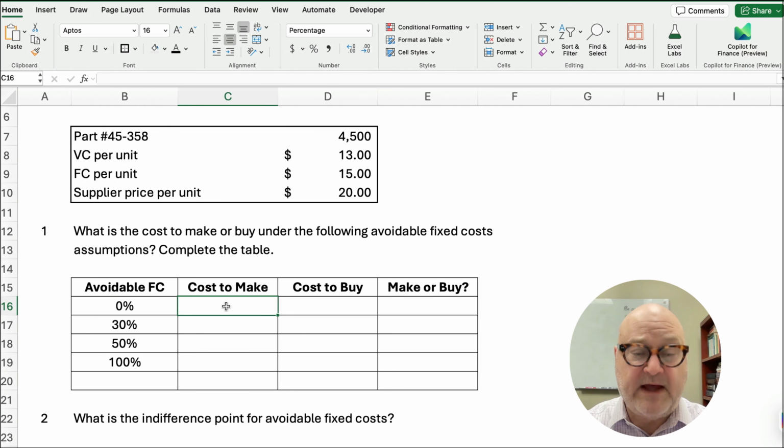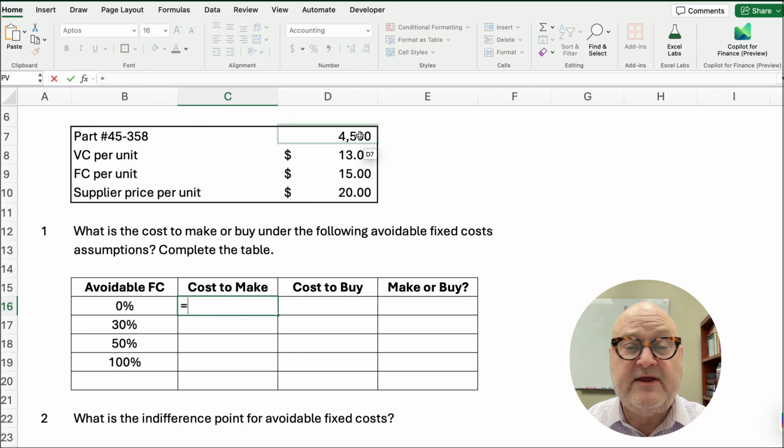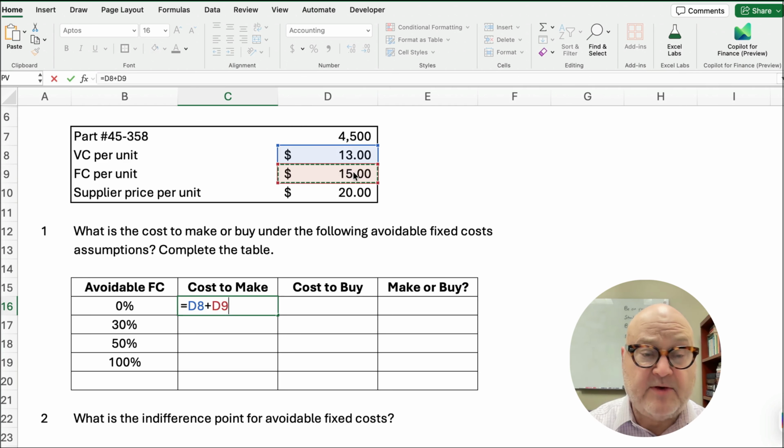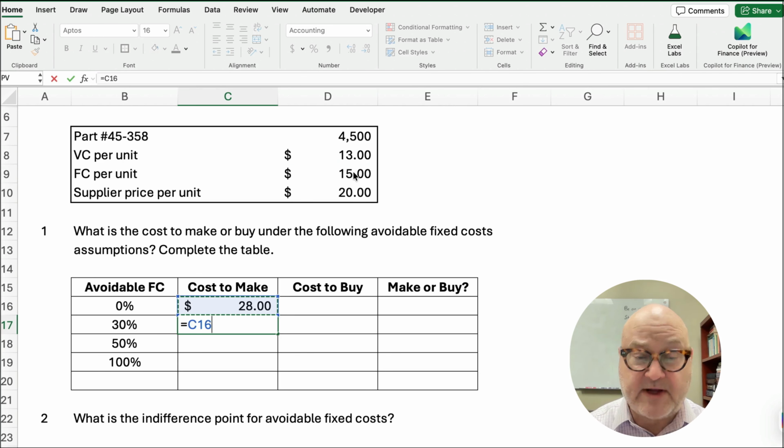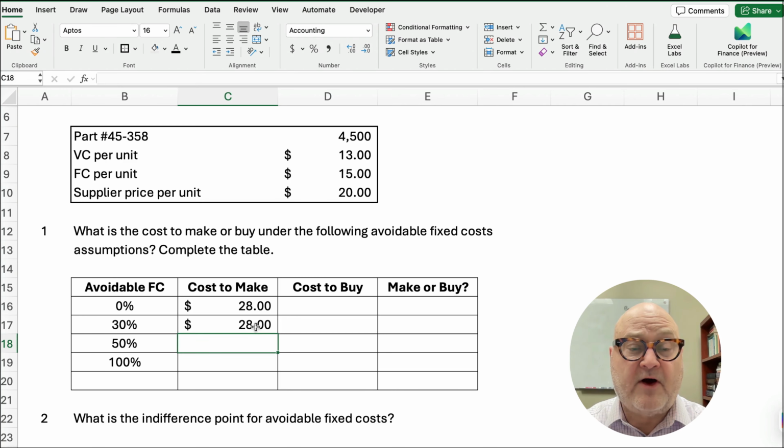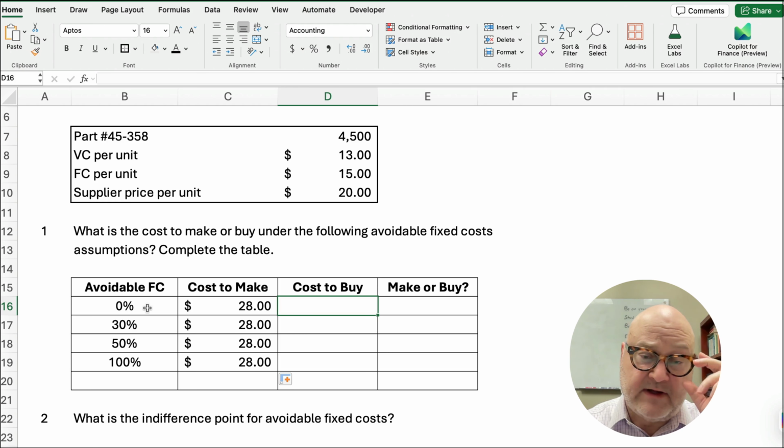So our cost to make is going to be the 13 plus the 15, and that's going to be $28. I'm just going to copy that down because it's always going to be $28 here in this example. All right, the cost to make is always $28. Now, we have to assume that the fixed cost, we have it all. None of it is avoidable.